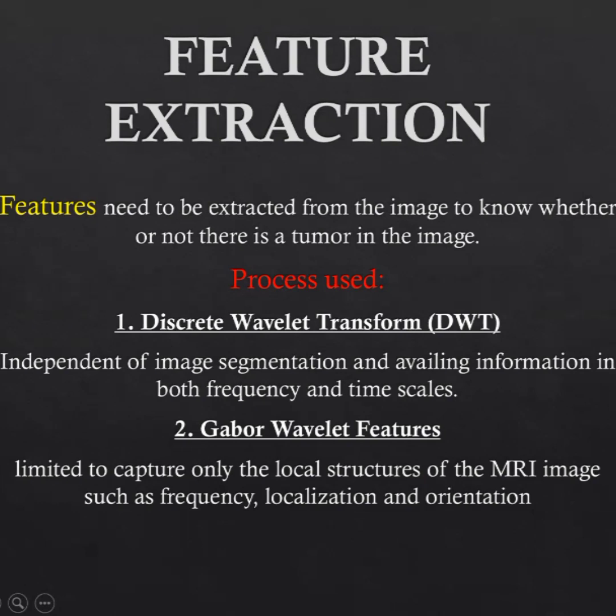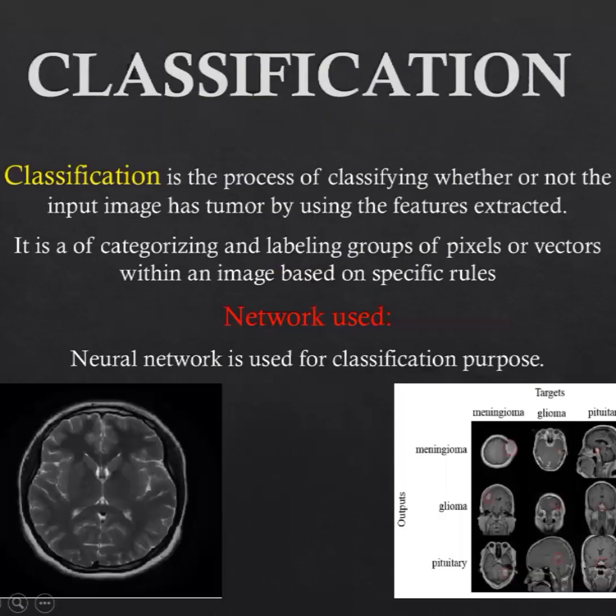Other studies use Gabor wavelet features, which are, however, limited to capture only the local structure of the MRI image, such as frequency, localization, and orientation. The last process is classification. Classification is the process of classifying whether or not the input image has tumor by using features extracted. A growing trend has been to use the neural network for classification purpose.